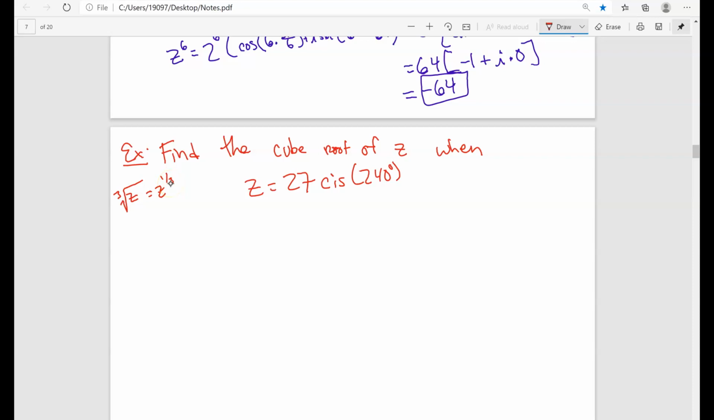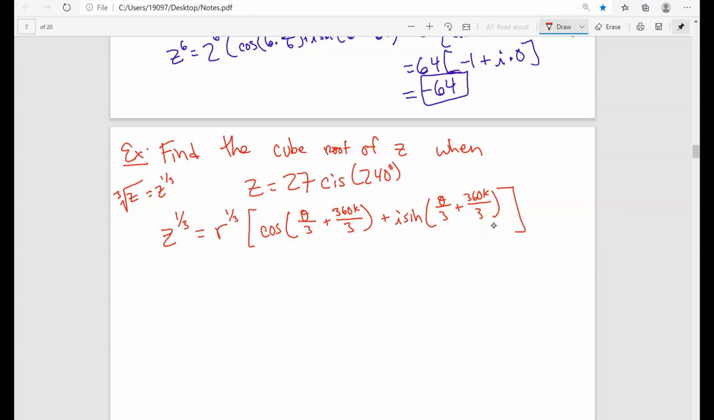Okay, so how are you going to do that? Well, you're going to take z to the 1/3. Well, that's just going to be equal to r to the 1/3 power. Then you're going to take the cosine of theta, and then put the 3 on the bottom because here n is equal to 3, plus, since we're working with degrees, it's going to be 360k over 3. Plus i sine of theta over 3 plus 360k over 3.